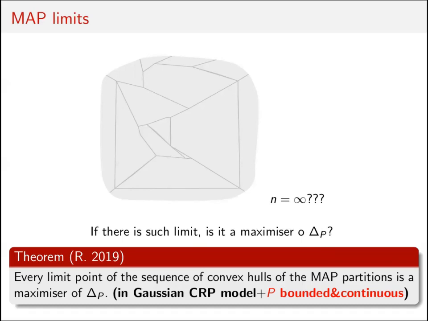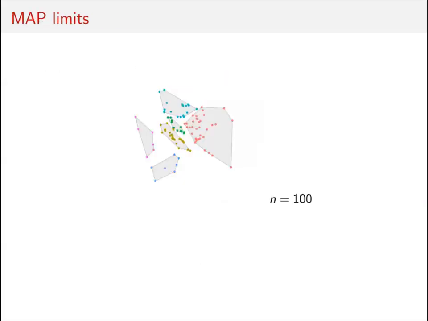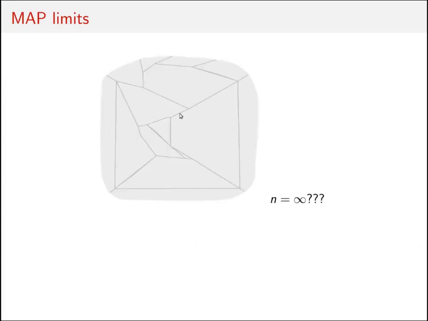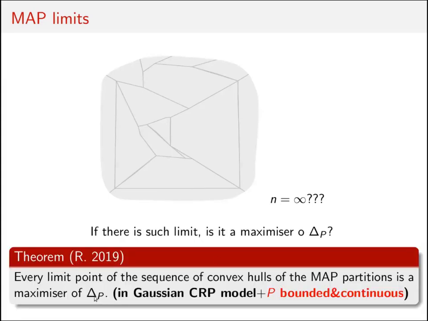But let us put that aside. In some sense, there are limit points of this procedure of taking convex halves of clusters of the MAP partitions, and each of the limit points must be a partition that maximizes this delta function. In here, I must also underline that we obtain this result in a very restricted setting, unfortunately, for input distributions with banded support, but we hope to extend it and still hope, but didn't manage to do that.